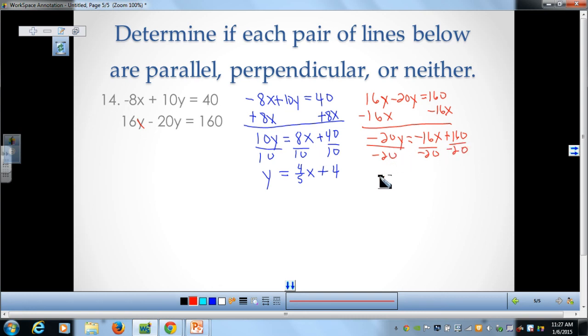So now we get y equals, once again, a negative divided by negative is a positive. 16/20ths, if I divide the numerator and denominator by 4, I get 4/5 x, and then 160 divided by negative 20 is negative 8. So when we look at our two equations, what we see is that they do have equal slopes and different y-intercepts. And because of this, we know that these two lines are in fact parallel. So hopefully you have the hang of this.